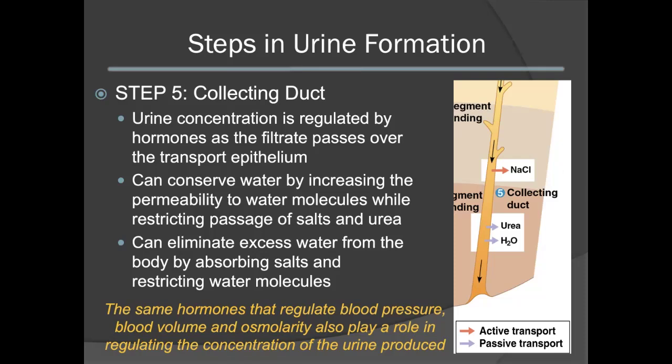If there is a need to conserve water, this can be done by increasing the permeability of the tubules to water molecules while restricting the passage of salts and urea. If there is excess water in the body, this excess water can be eliminated by absorbing salts and restricting the movement of water molecules. The same hormones that are involved in regulating blood pressure, blood volume, and osmolarity also play a role in regulating the concentration of the urine produced.